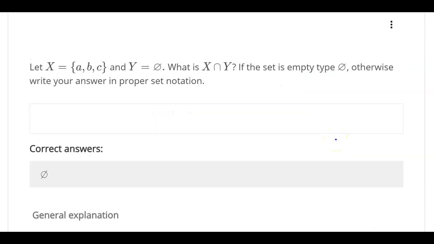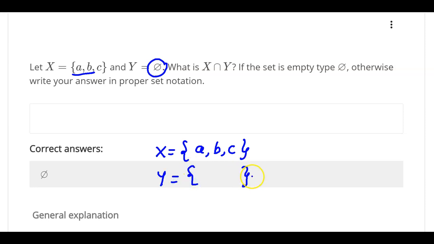All right, so the last problem is let X be A, B, C, and Y is an empty set. So let me write that down here. So X is A, B, and C, and the set Y is absolutely nothing. They're asking me to find what is common between these two. What do you think is common? Absolutely nothing. So it's empty, there's nothing common. So you represent nothing or an empty set with a circle and a slash. That's called the empty set.